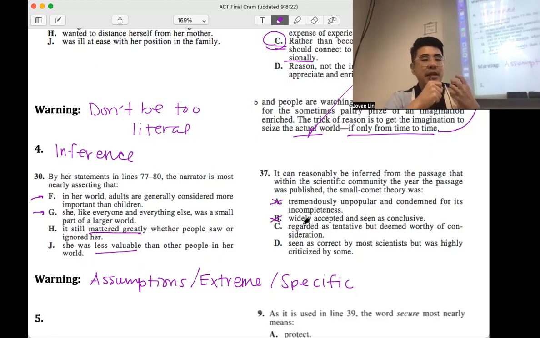And then even D, right? Highly criticized by some scientists. I think that's really strong wording. I think scientists would generally caution against other scientists or have reservations about, but you don't want to be the person who's highly critical, right? Then you'll be that person. You don't want to be that person.